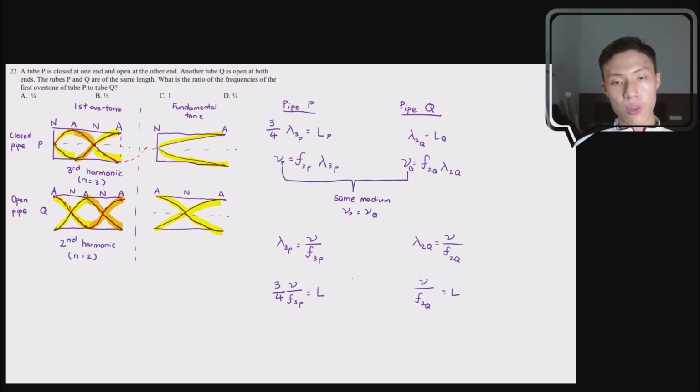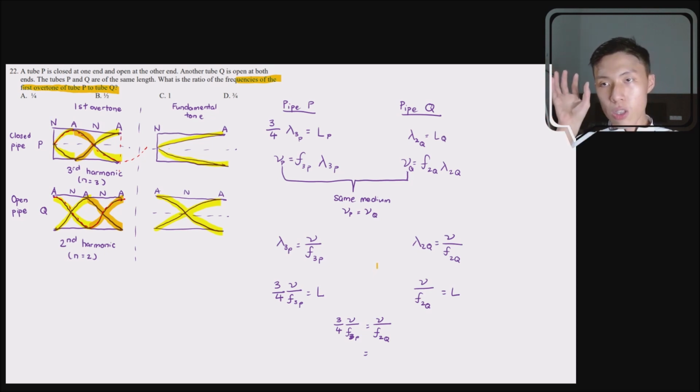Okay, so now once we know that, we can equate these two equations together. Say that 3/4 of the wave speed divided by the frequency of the third harmonic for pipe P is equals to the wave speed divided by the frequency of the second harmonic for pipe Q. So we are asked to find the frequency of the first overtone of tube P to tube Q. So P should be up, Q should be down, because it's tube P to tube Q.